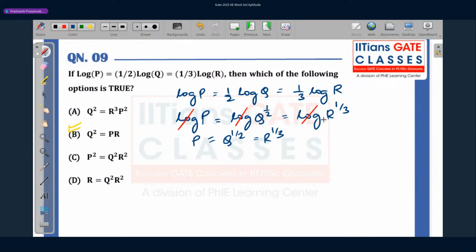So what next can I do? I can see that in all the options there is q square, so I'll try to get q square. Raising to the power of 4 will get me q square, but I don't see p raised to 4 anywhere. So let me not do that. But I think I can do that. Raised to 4, all sides. That will give me p raised to 4 is equal to q square, which is equal to r raised to 4 by 3.